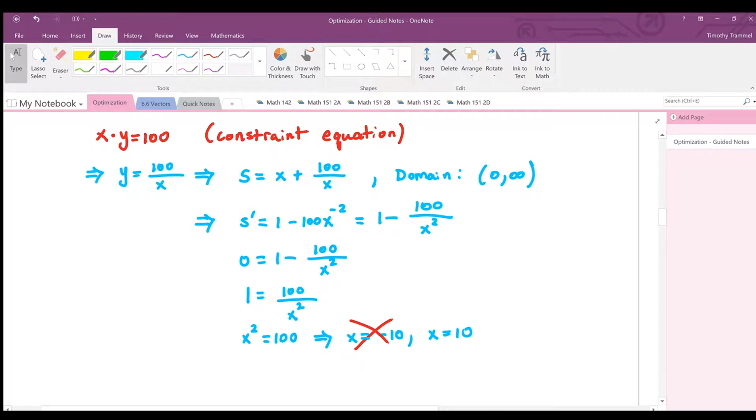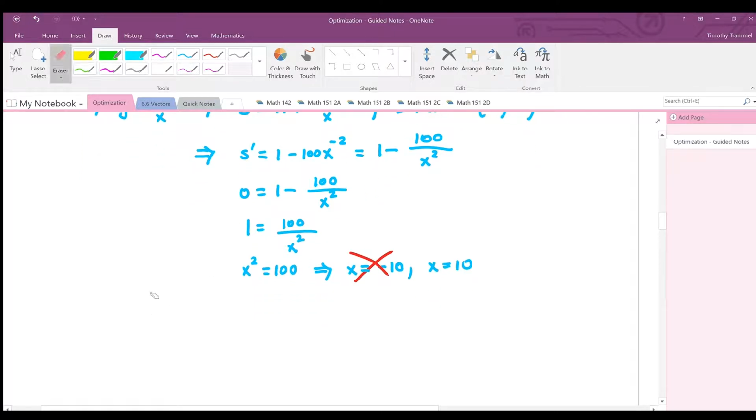All right, so the next step here is going to be finding our second derivative. So we have s double prime is equal to, remember this was 1 minus 100x to the minus 2. So the derivative of just 1 by itself there is 0. And if we use our power rule, this is going to become 200 x to the minus 3.